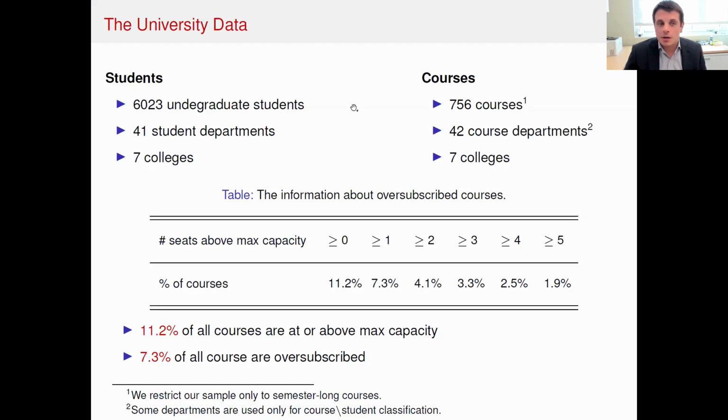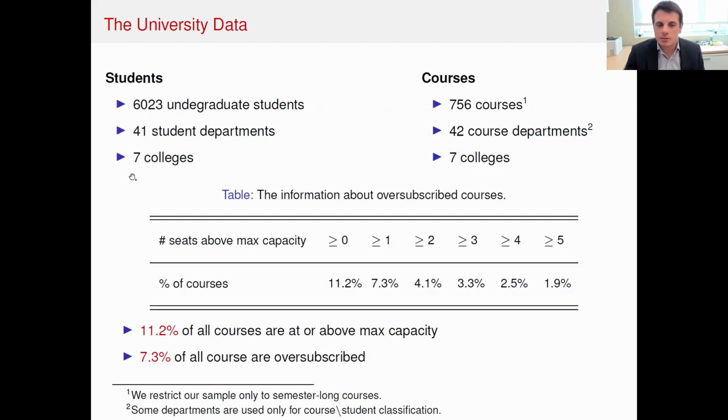So we have data on the students from some Mid-Atlantic University. It's around 6,000 undergraduate students and 756 courses. There are 41 student departments and 42 course departments, a different number of departments, because some departments are used just for classification of students and some others for courses. That's why it's a little bit different.